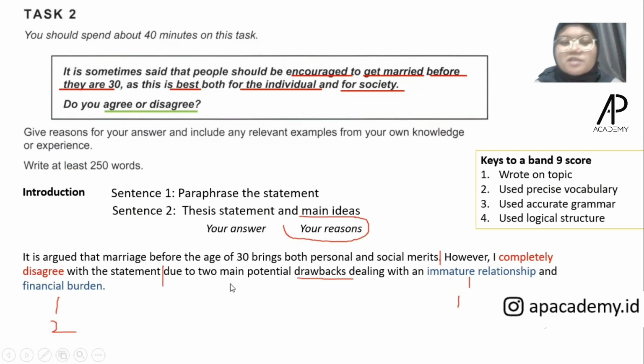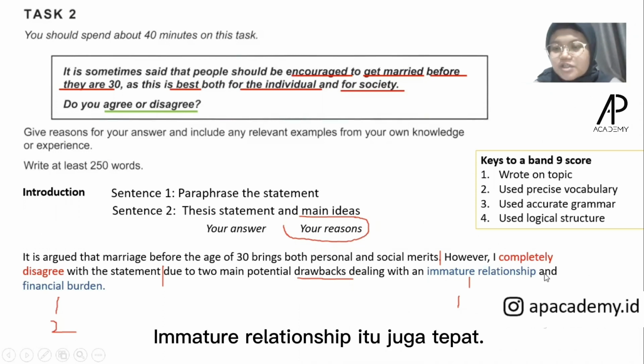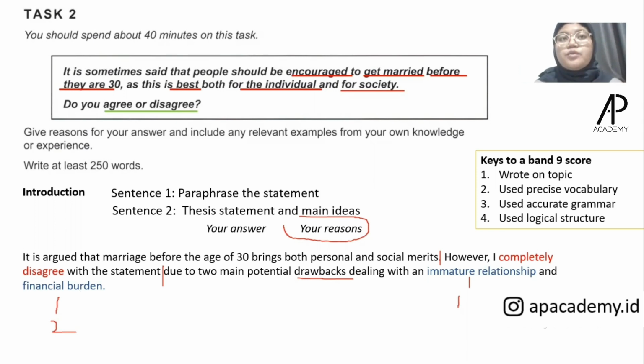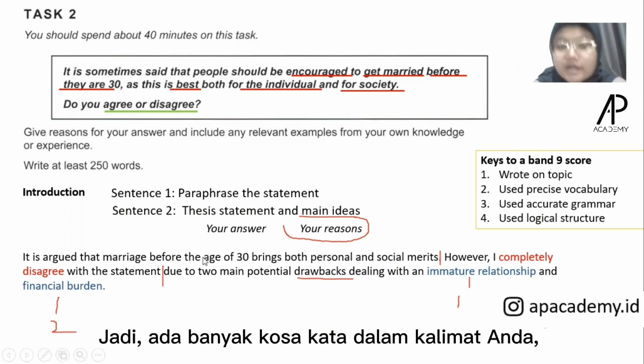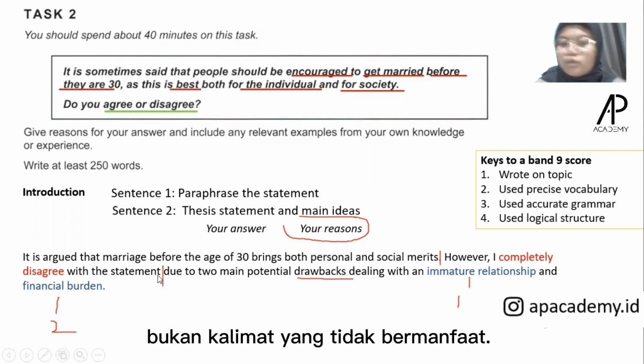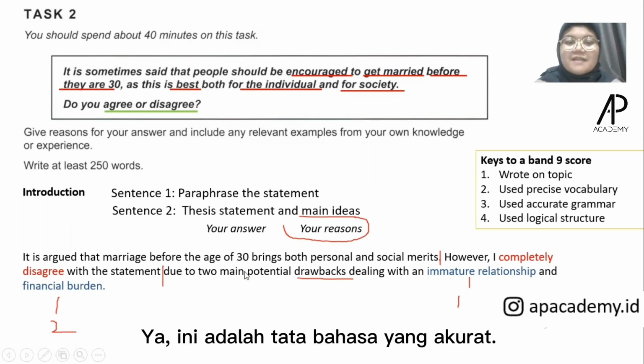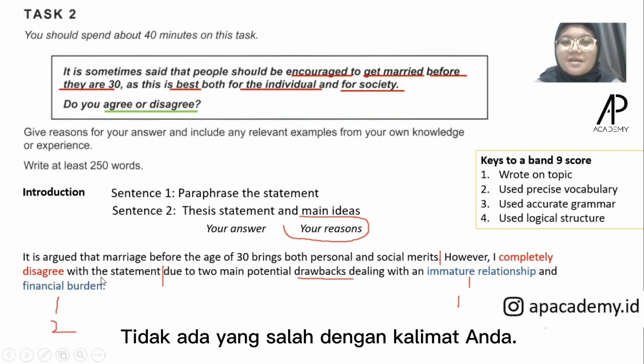Or two main potential drawbacks. The drawbacks which are main and potential, that is also precise. Immature relationship, that's also precise. Financial burden, that's also precise. So there are a lot of content words in your sentence, not a wordy sentence. Number 3, use accurate grammar. Yes, this is accurate grammar. There's nothing wrong with your sentences.